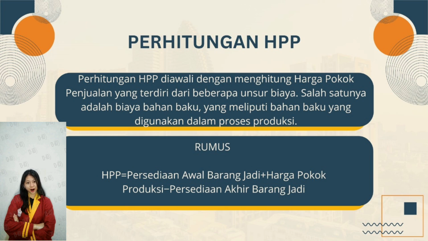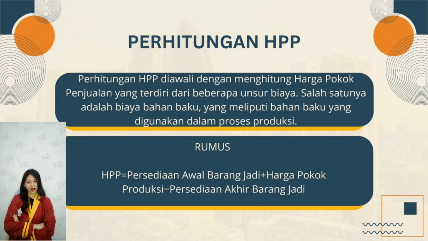Next, direct labor costs are calculated, which are costs paid to workers directly involved in production, including salaries, wages, and benefits. Finally, factory overhead costs include costs that are not directly related to production, such as electricity costs, machine maintenance, and equipment depreciation. After calculating the cost of raw materials, labor, and factory overhead, the total cost of production will produce the cost of goods sold.